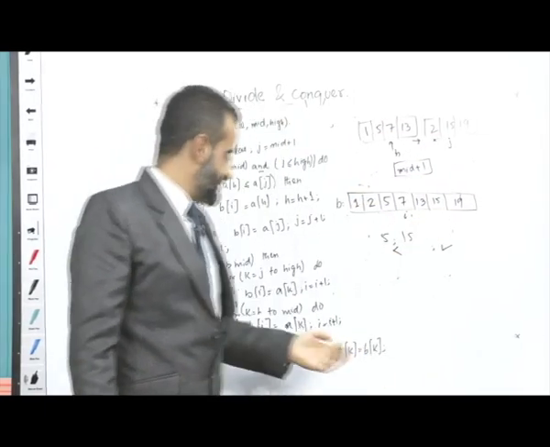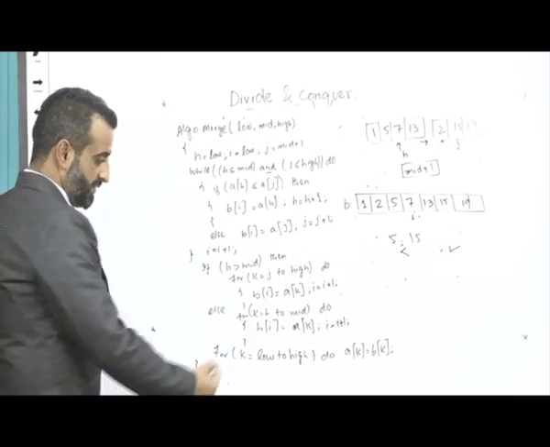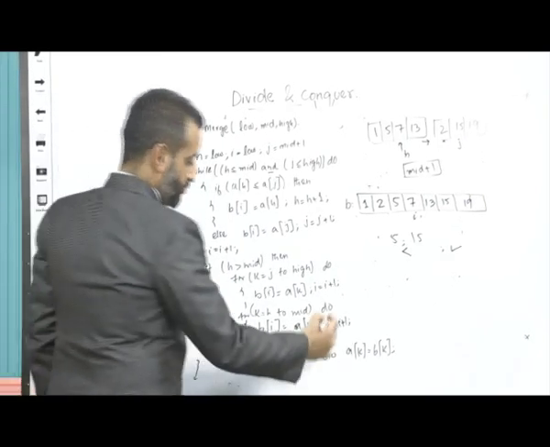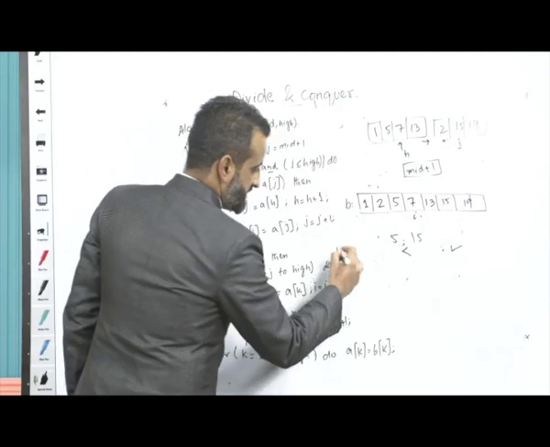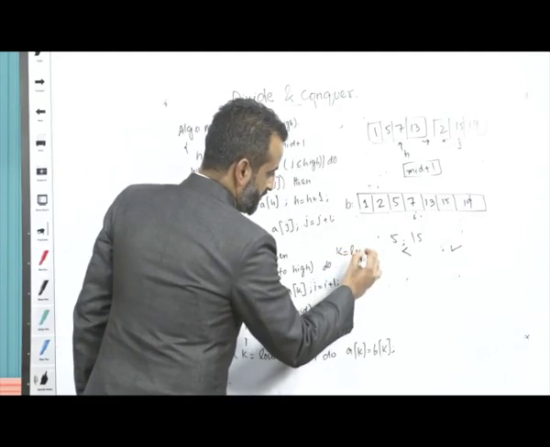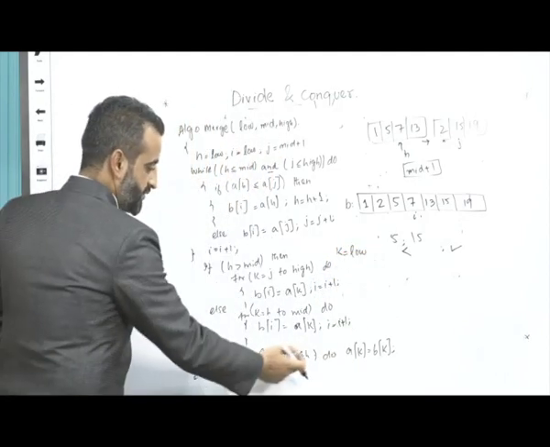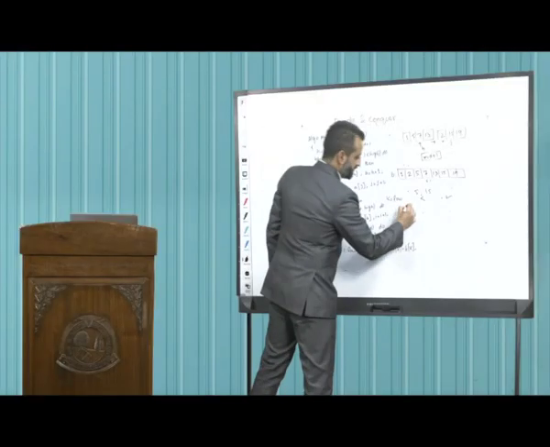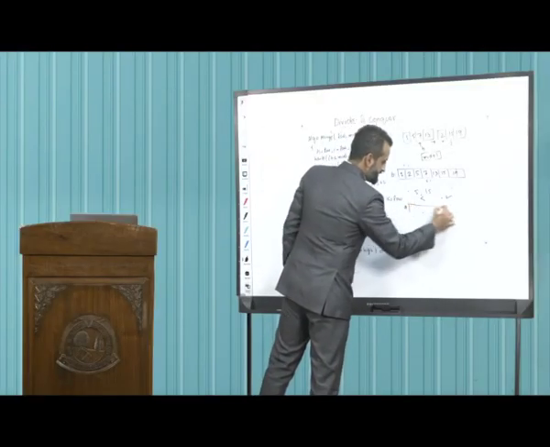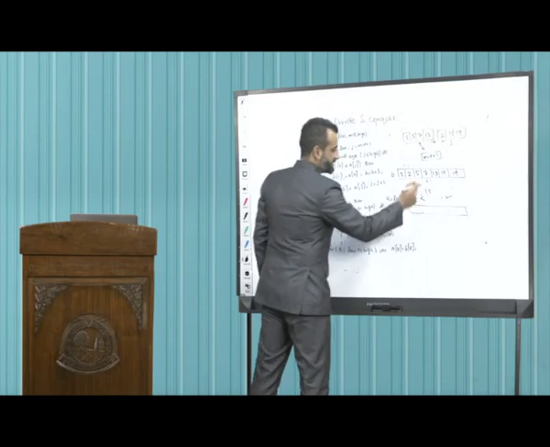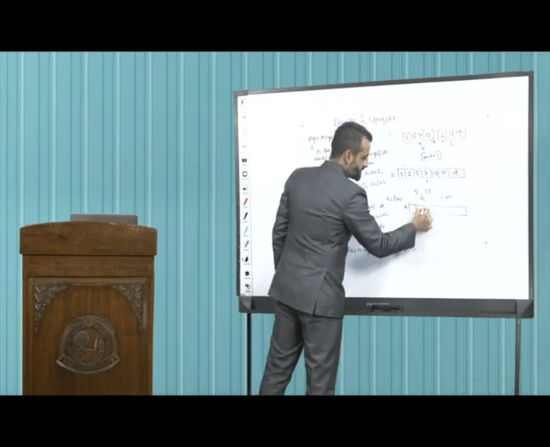Once we are done with this, I'm trying to run a loop again from low to high. So my k is this time pointing towards low, and I'm running the loop from low to high. What I'm doing is copying all these elements from this auxiliary array back to the original array A.